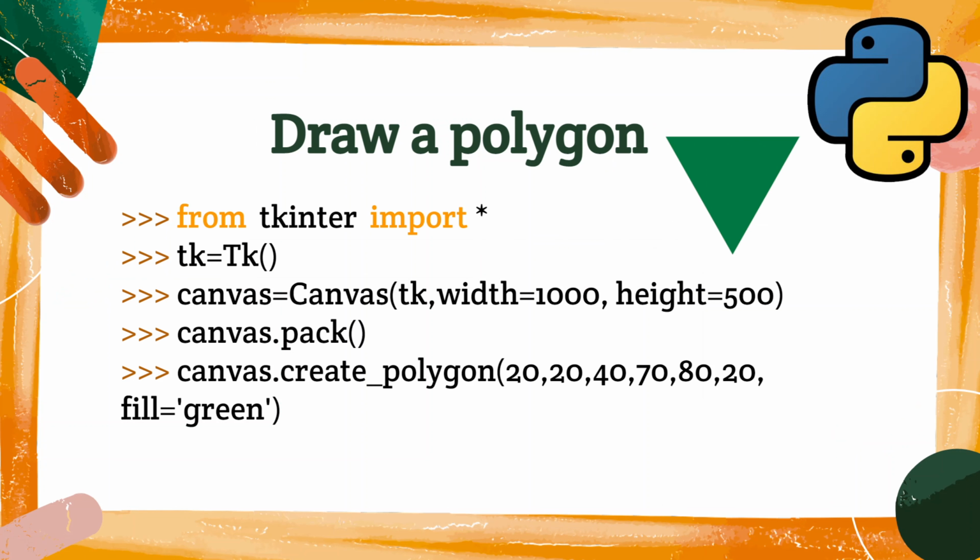After learning how to draw a rectangle, let's also learn how to draw a triangle. Since the first 4 lines are the same, we can just look at the last line. To draw a triangle, the command is create_polygon, not create_triangle. The first two numbers, 2020, are the first point. The next two numbers, 4070, are the second point, and 8020 is the third point. Since it is a triangle, 3 points can define a triangle. This time, I changed it to fill equals to green, and as you can guess, it will fill it with green color.